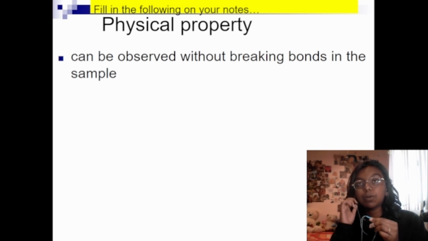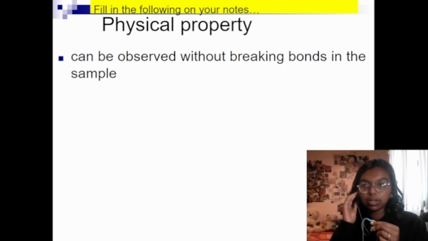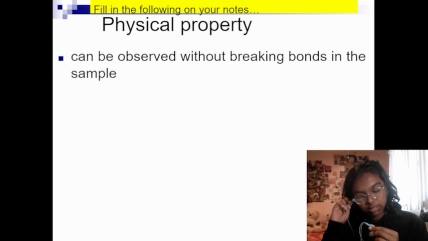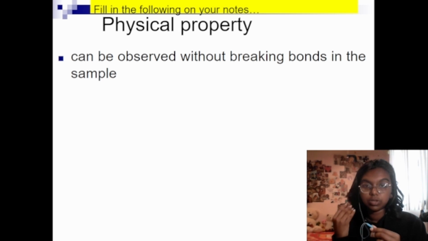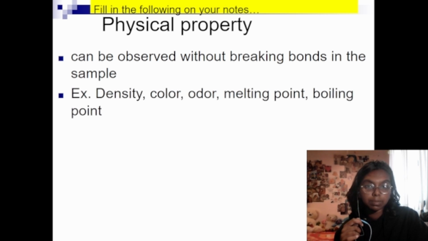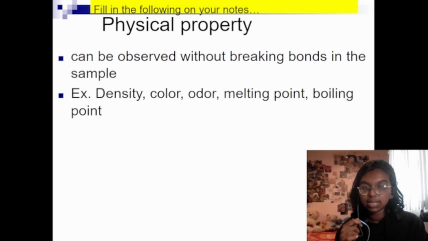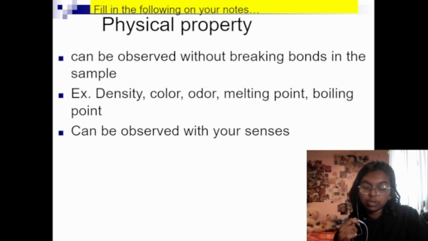So what properties can you observe when you are looking at an object? Every object has physical properties, which can be observed without the breaking of bonds. Pretty much the sample remains the same before and after the observation. So density, color, odor, melting point, and boiling point. You don't have to break any bonds to observe those things. You can observe them with your senses.